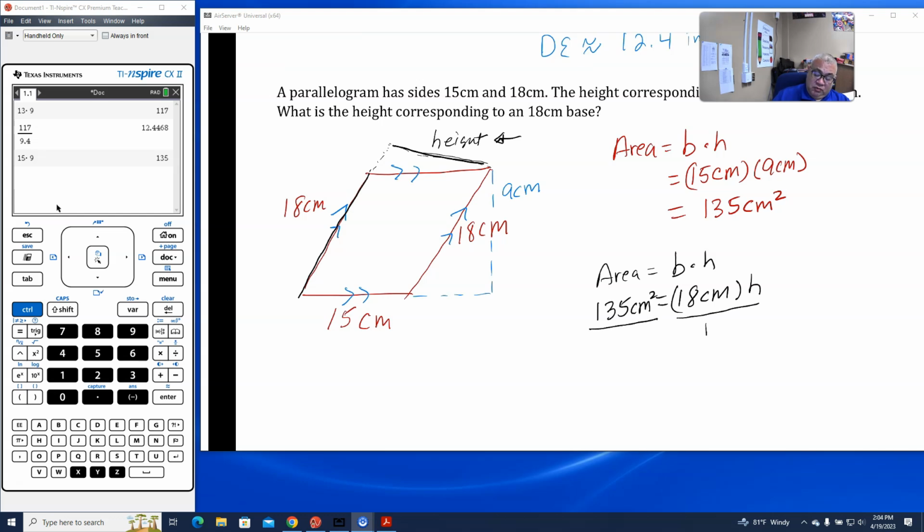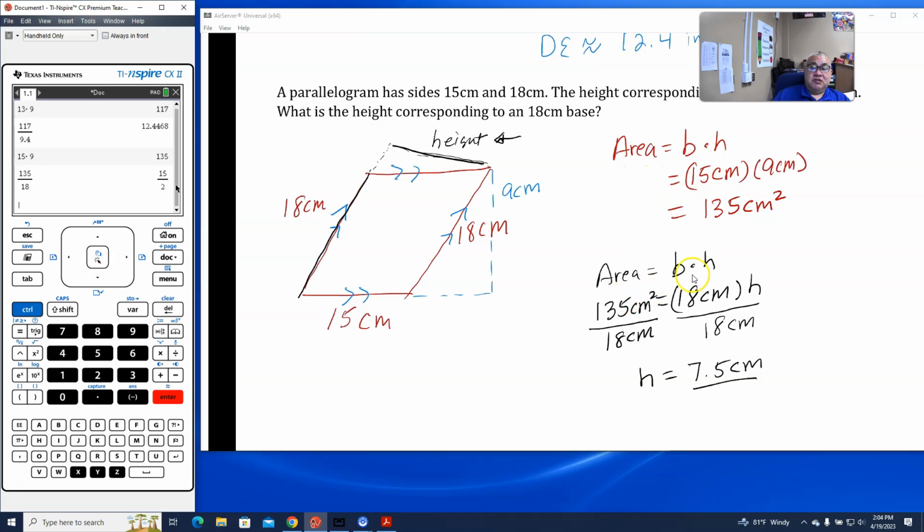Next, since we're multiplying, we're going to go ahead and divide by 18 centimeters. It's going to be 135 divided by 18. So the height is 7.5 centimeters. So this height, and using this base, this height would be 7.5 centimeters. This right here is 9 centimeters and 15, and that was the first area that we used, or that's the first area that we found.